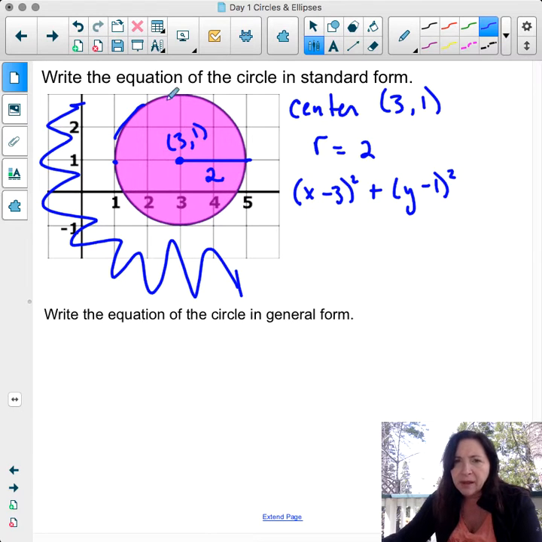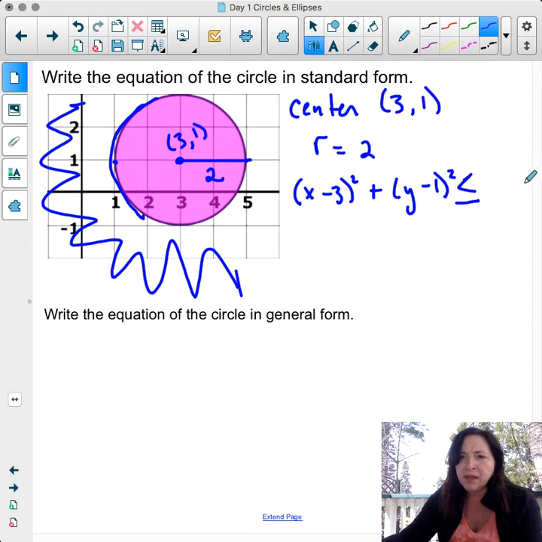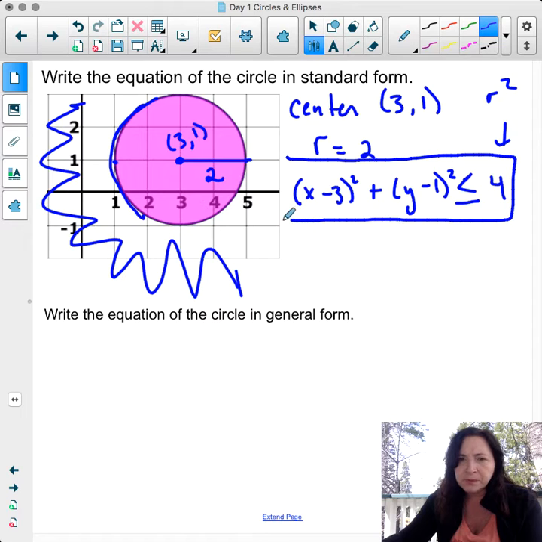But because it's a solid line around my circle, not only is it less than, but it's less than or equal. And then this value right here is my radius squared. So if my radius is 2, this value is 4. So what we've just found is the equation of our circle in standard form.